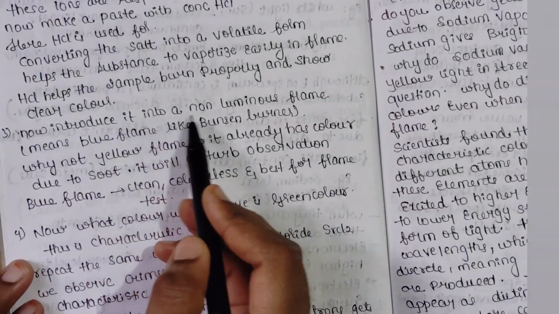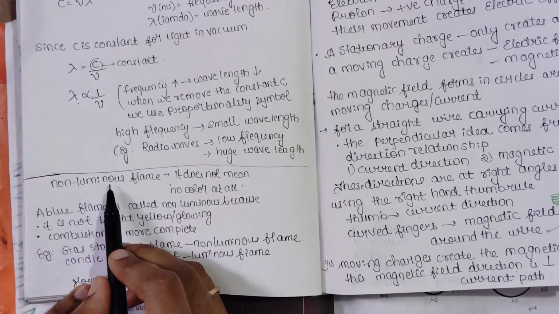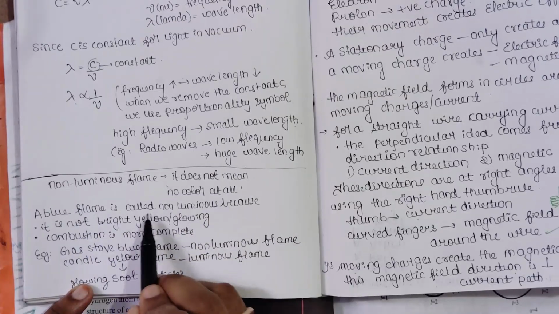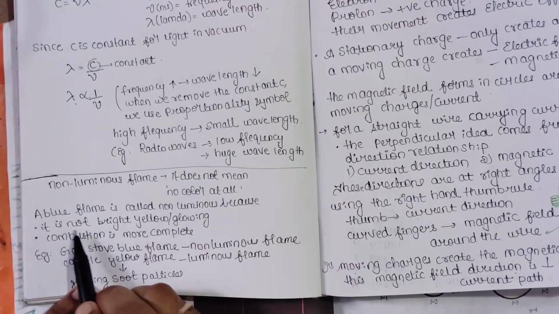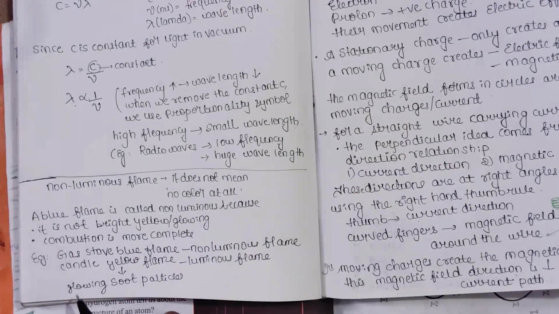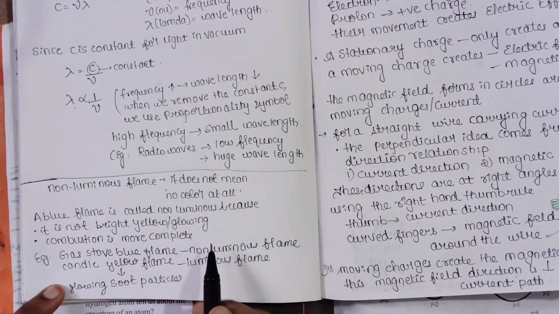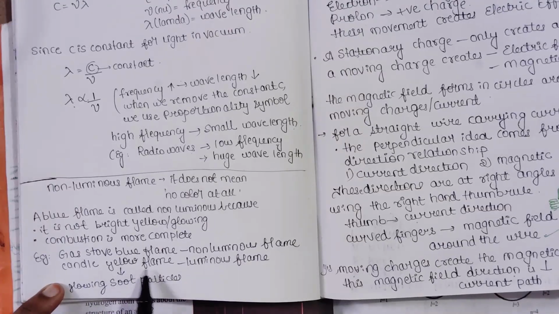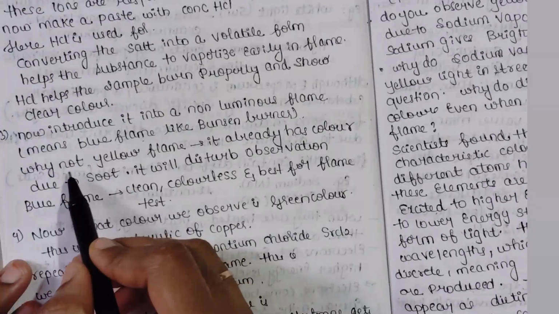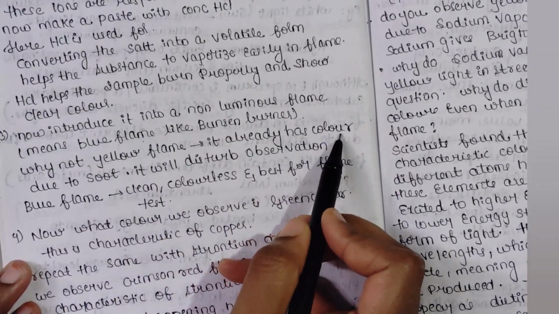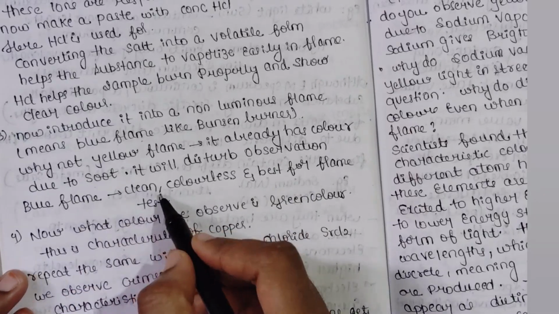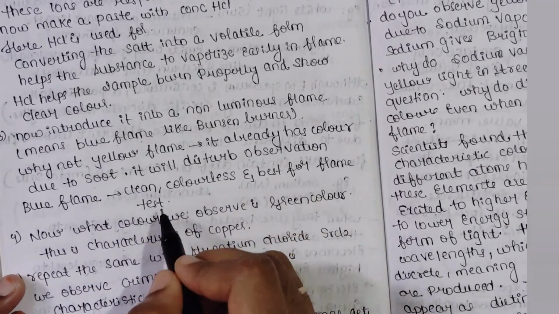Now we'll introduce it into a non-luminous flame. Non-luminous flame does not mean no color at all. A blue flame is called non-luminous because it is not bright yellow or glowing. The combustion will be almost complete. So the gas stove blue flame is the non-luminous flame. The candle yellow flame is the luminous flame. It gives glowing soot particles. We avoid the yellow flame because it already has color due to the soot, which will disturb observation. Blue flame is clean, colorless and best for the flame test.